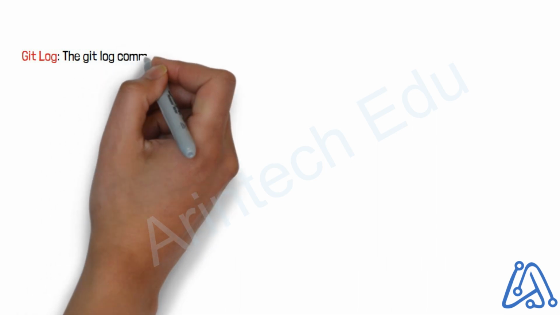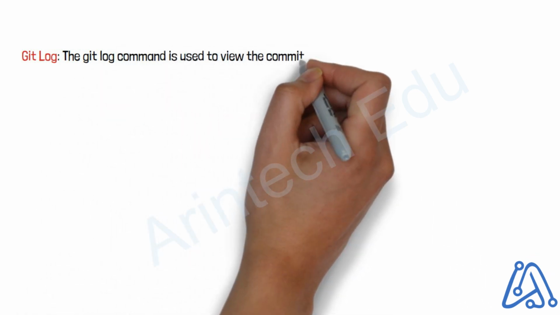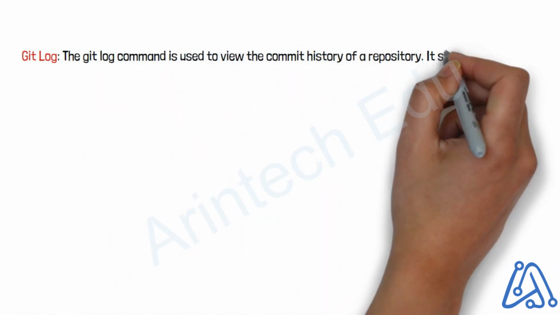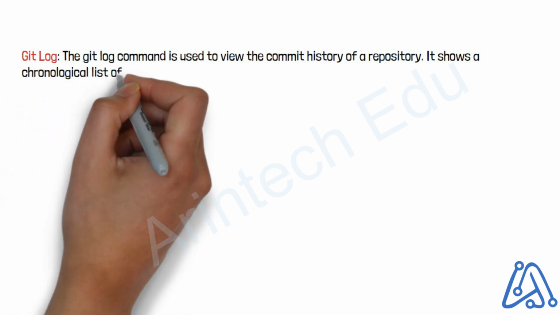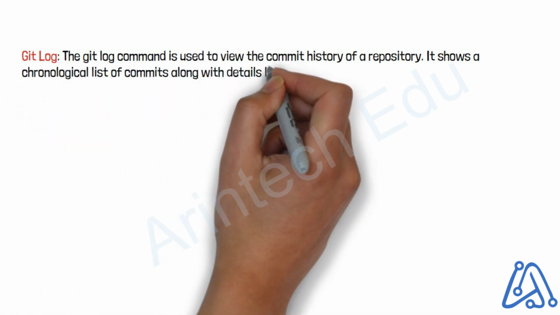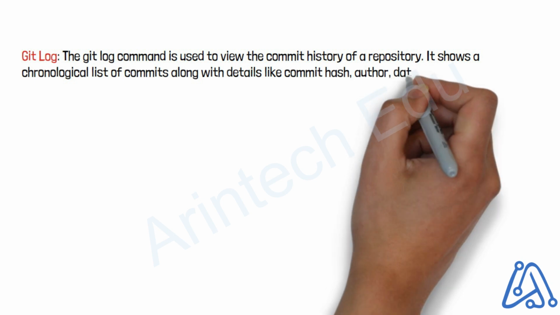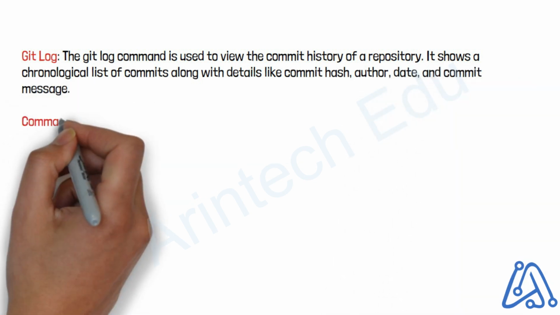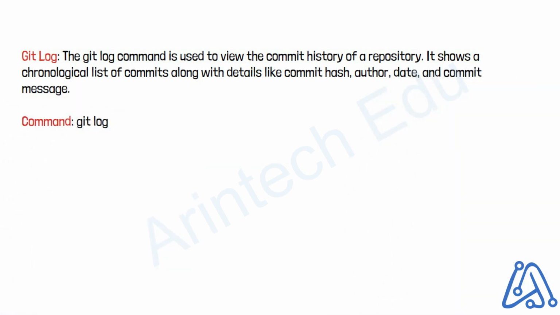Git log. The git log command is used to view the commit history of a repository. It shows a chronological list of commits along with details like commit hash, author, date, and commit message. Command: git log.